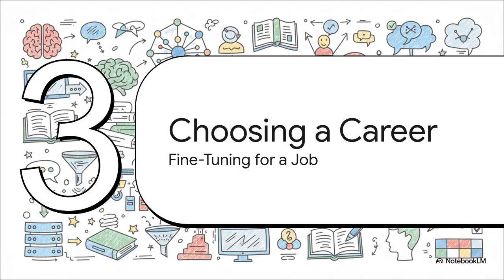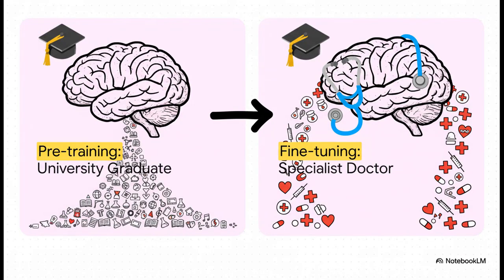Okay, so after all that, after this massive general education, our pre-trained model is kind of like a brilliant university graduate. It knows a ton about the world, but it doesn't really have any specific job skills yet. And that's where our final stage, fine-tuning, comes into play. So this is where we take our general purpose model and train it just a little bit more.